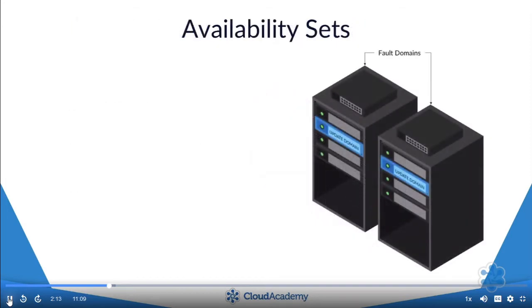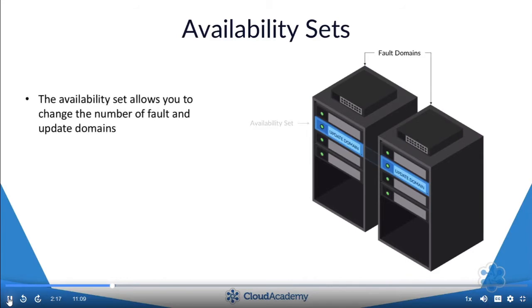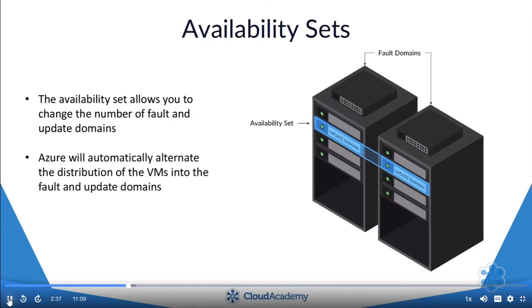The way you use fault and update domains is through an availability set. The availability set allows you to change the number of fault and update domains. In order to ensure high availability and have an SLA of at least 99.95%, you need to have at least 2 VMs, at least 2 fault domains, and at least 2 update domains. The default number of update domains is 5, but you can set it to anything between 2 and 20. Azure will automatically alternate the distribution of the VMs into the fault and update domains.